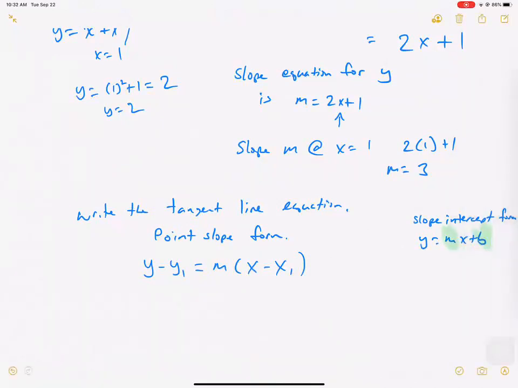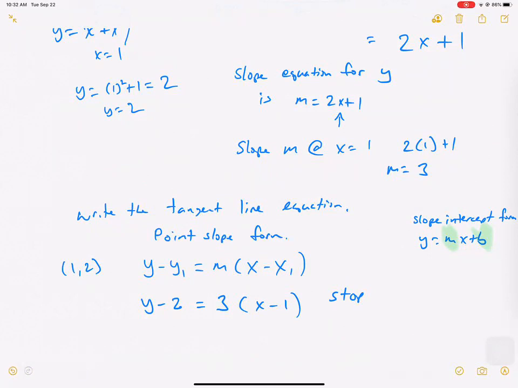Let's go ahead and finish this, plugging in our y and x. We said x was 1, y is 2. So we're going to say y minus 2 is equal to 3 times x minus 1, where m, over here on the right, is the number 3. So we can stop here, because this is the equation of the tangent line.